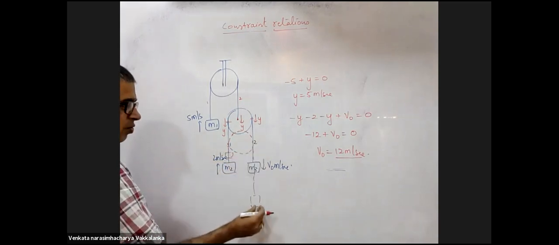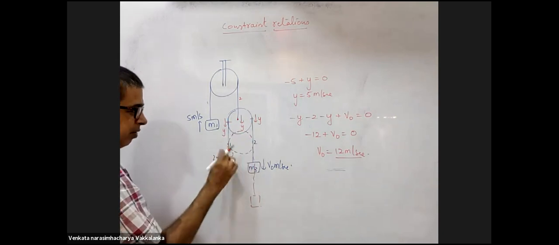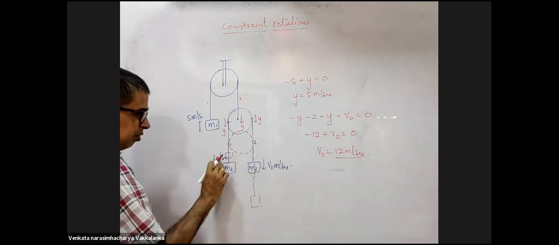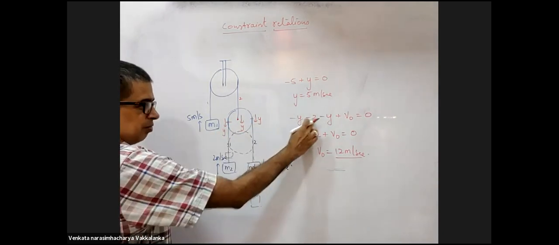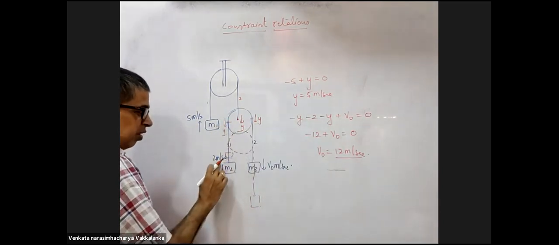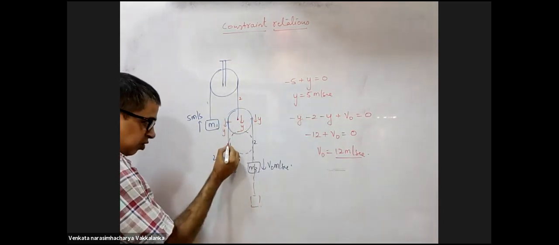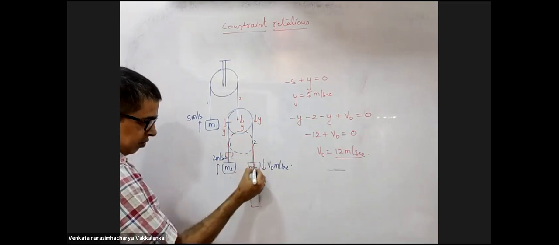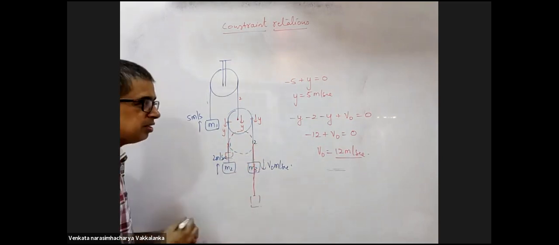This went up, this went down. The pulley came down. So this length decreased by y2 minus y1, the distance by which this length decreased. This length increased by how much?